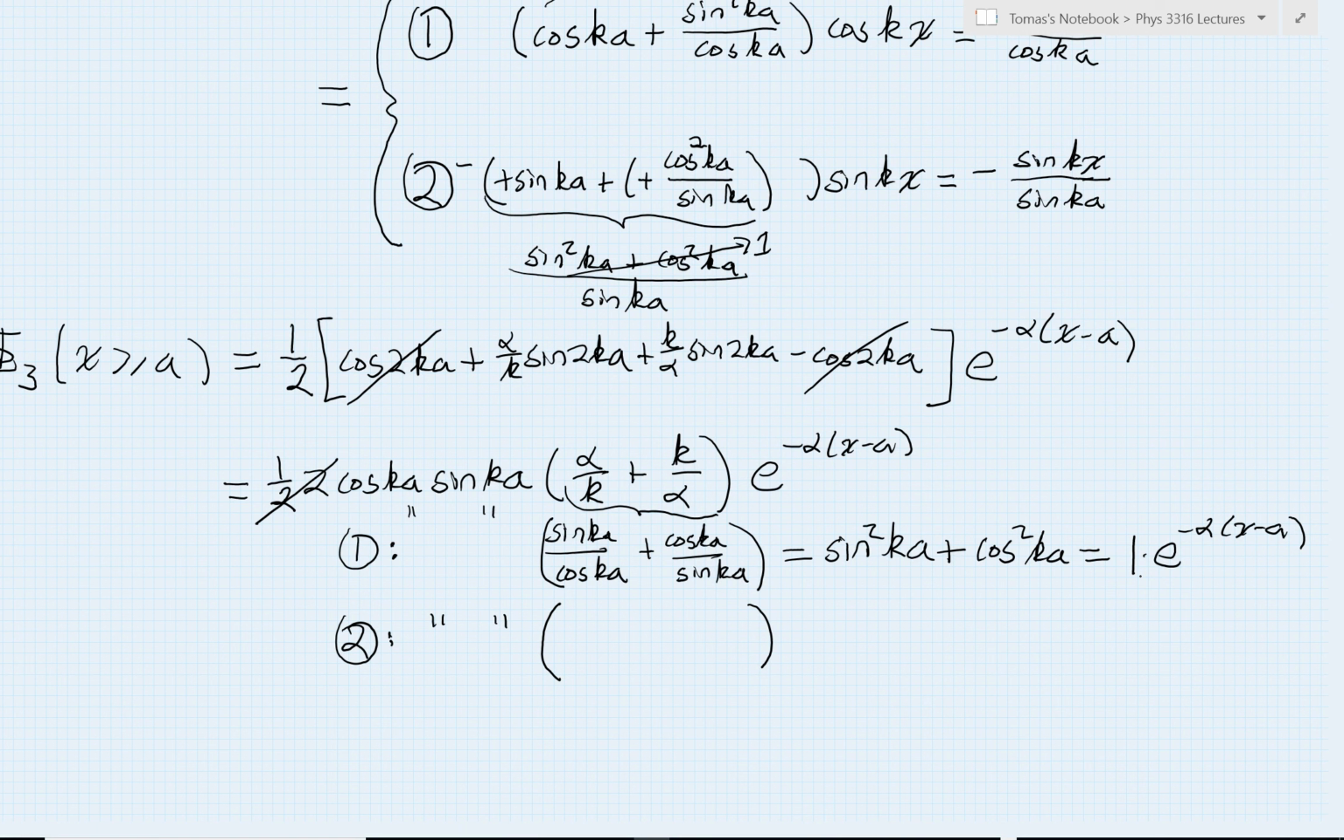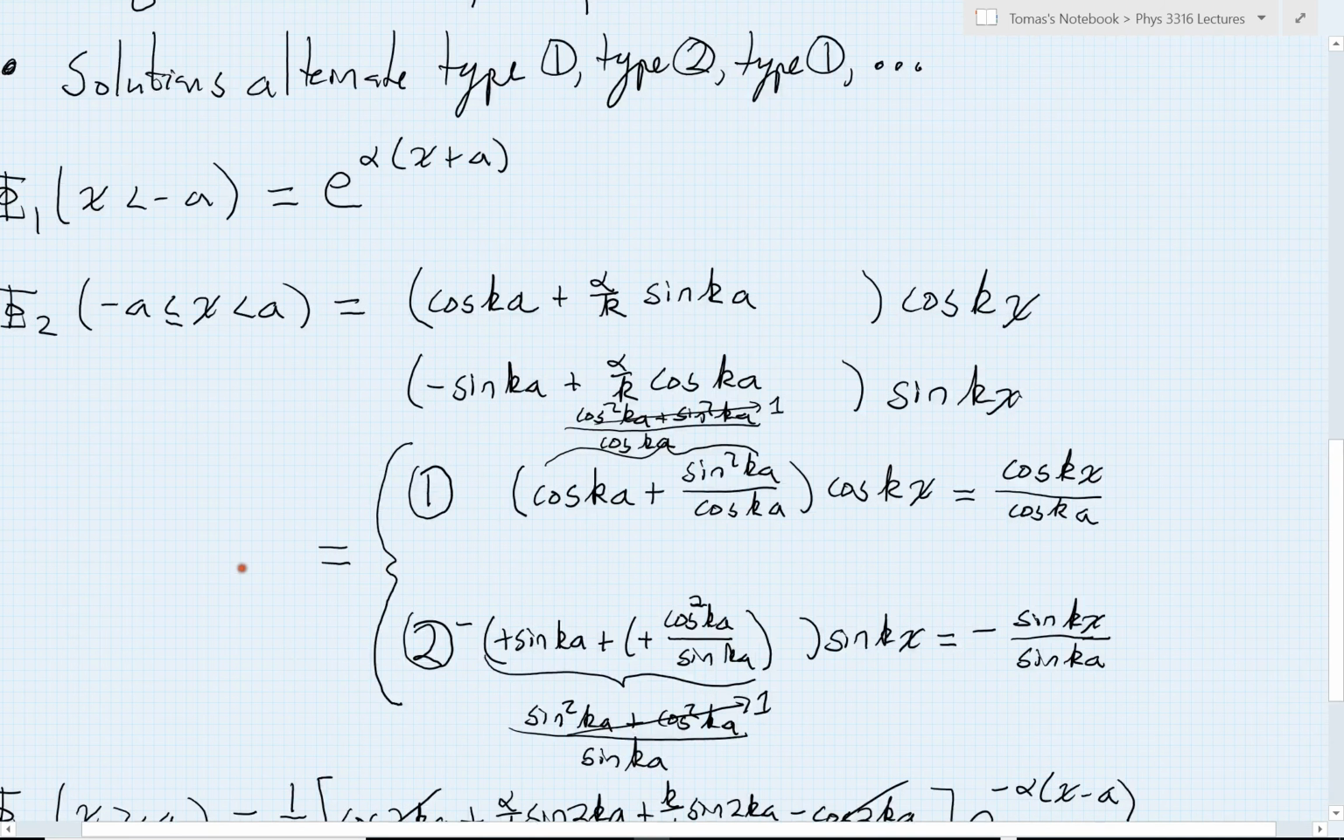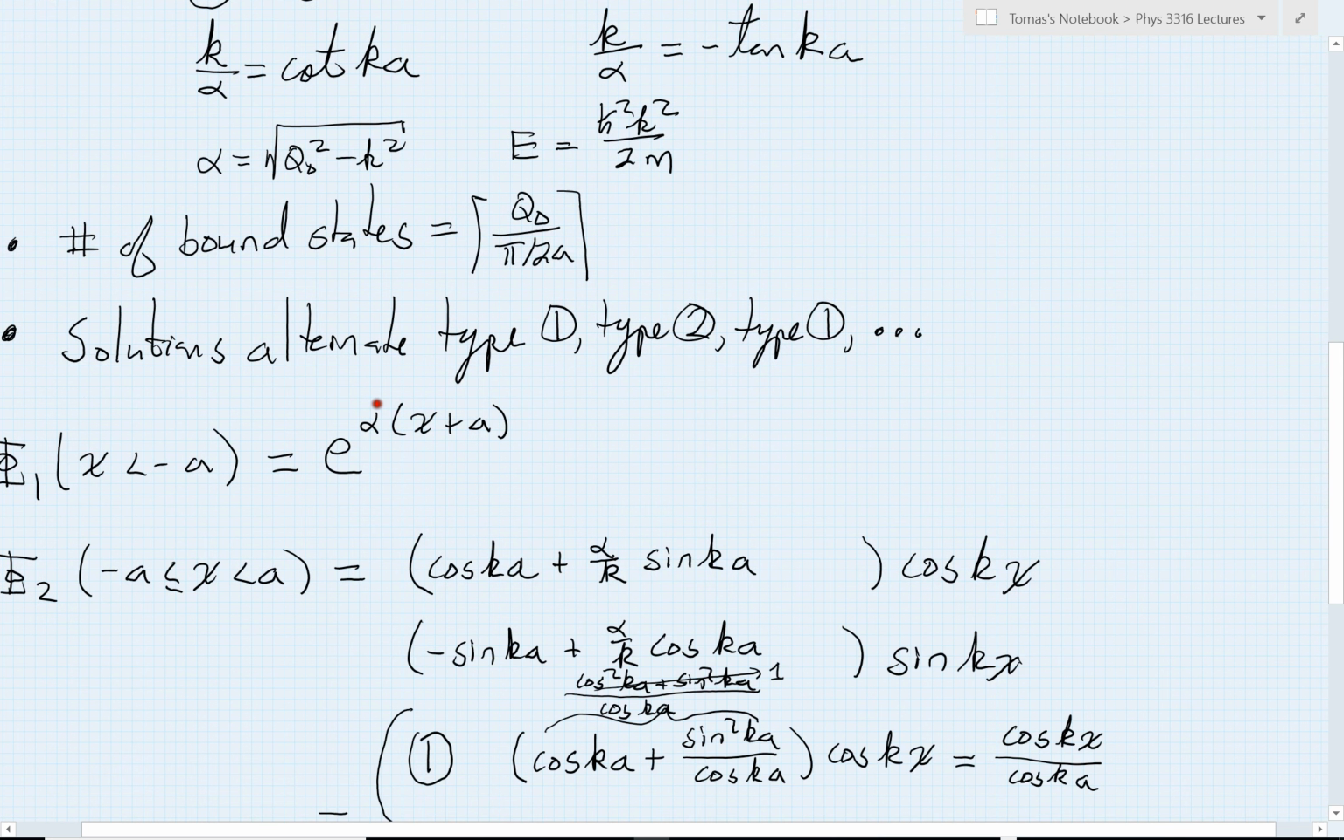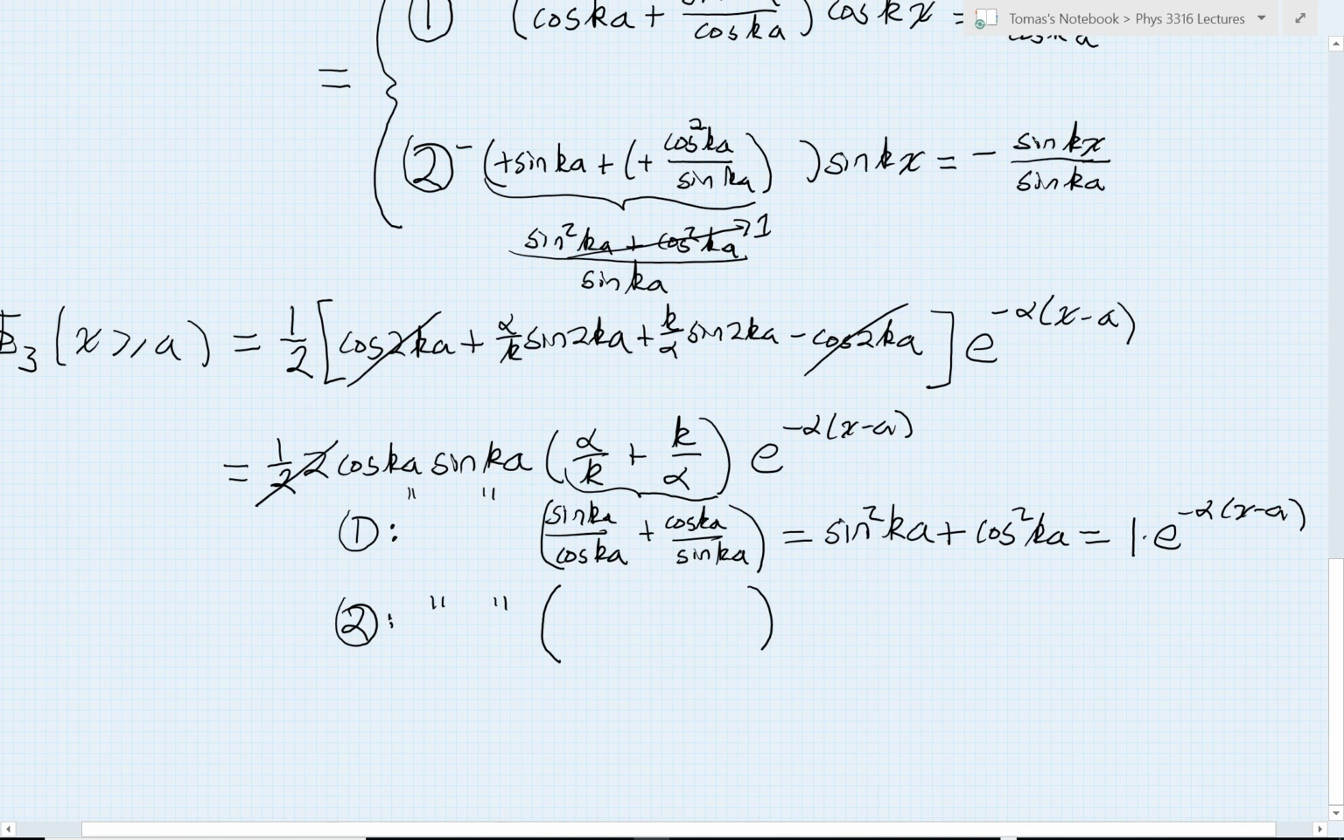Okay, we finally have type 2 to contend with. So how about alpha over k and k over alpha for type 2? So for type 2, k over alpha is minus tangent of ka. So the tangent is sine ka over cosine ka, because I was substituting in here for k over alpha. But then alpha over k again is just the reciprocal of the term I've written down. So that will give me a minus cosine ka over sine of ka.